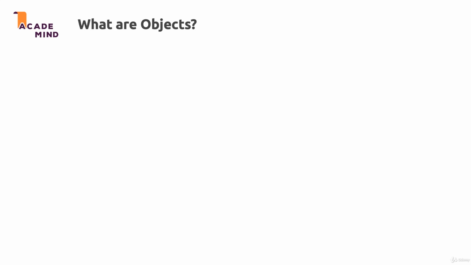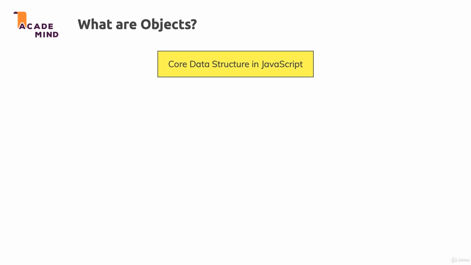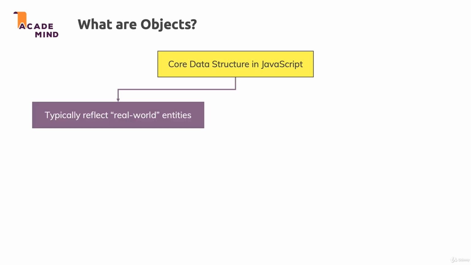Now, to start, let me again clarify what exactly objects are. Of course, we worked with objects a lot throughout this course, but it's super important to make sure that we all understand and are on the same page regarding the definition of objects. Objects are core data structures in JavaScript. An object is a super important data structure because it typically is used or helps us reflect real-world entities.